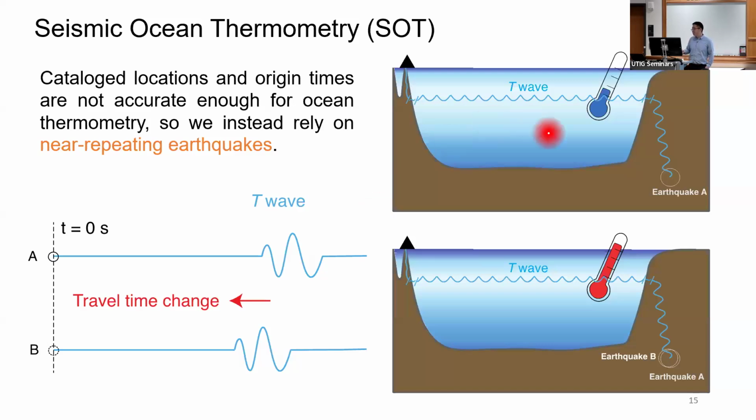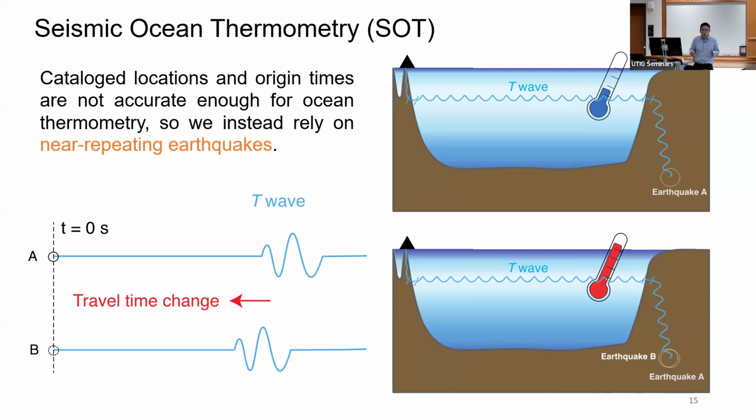By that, I mean the propagation in the solid Earth, because we know the structure of the solid Earth is complex. And in addition, we don't know the exact location of these earthquakes. That means we cannot use absolute travel time to do ocean thermometry. We solve this problem using repeating earthquakes. If you look at this figure, we have earthquake A occurring a few years ago, say, and then earthquake B occurring at almost the same location, but on a different date. They are repeating earthquakes. Because they are at the same location, their T wave waveforms would be very similar to each other. So this is what we are using.